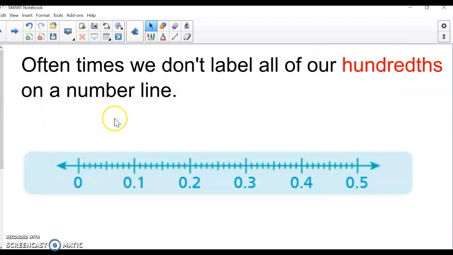Okay, so one other thing is oftentimes with hundredths, on a number line, we're not going to label every hundredth like we saw here.